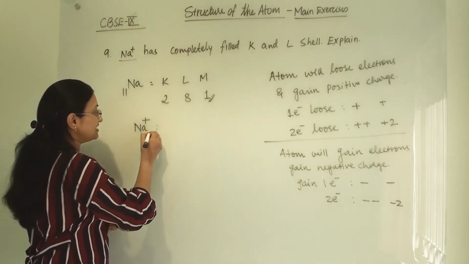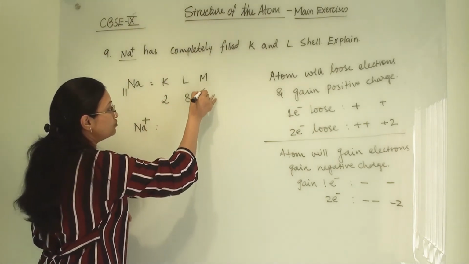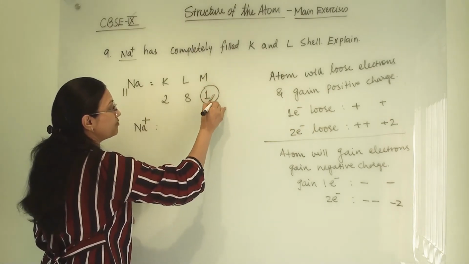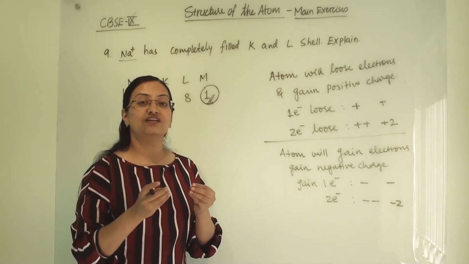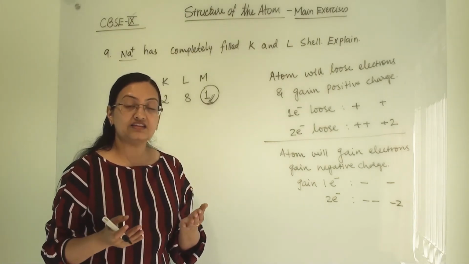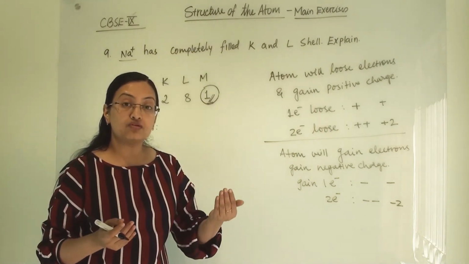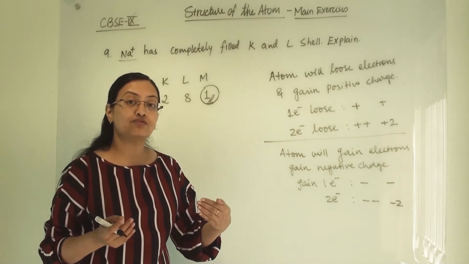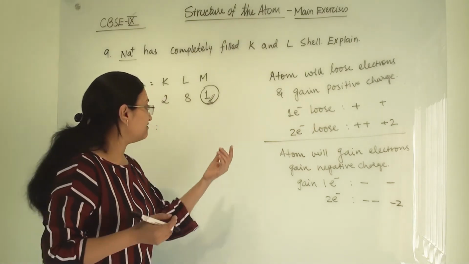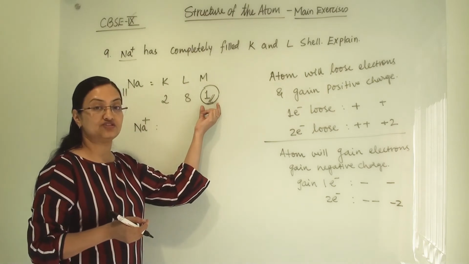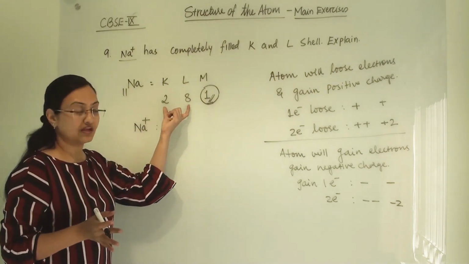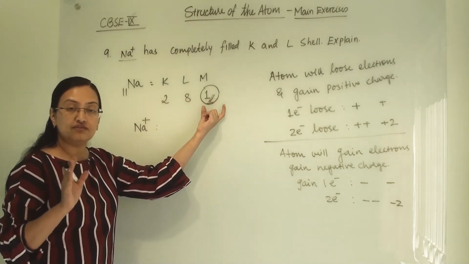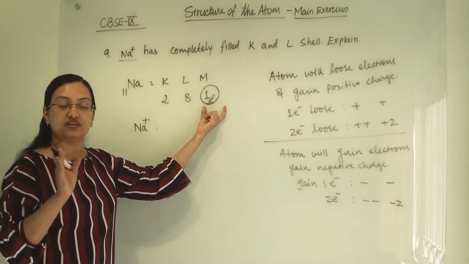So whenever it is Na+, it will lose one electron from the outermost shell. Always remember how many electrons are there in the valence shell. Either they will lose that electron or they will gain an electron to fill that shell. Whatever will happen, happens in the valence shell only. The inner orbitals we are not disturbing.